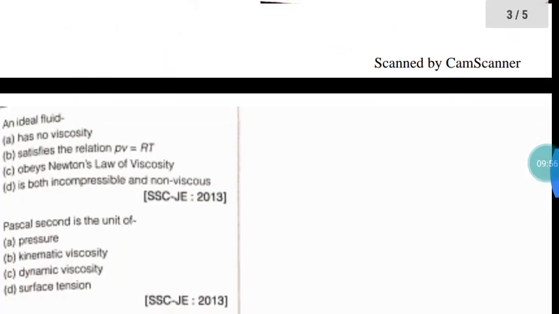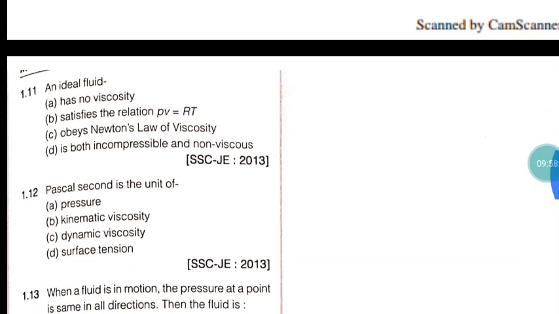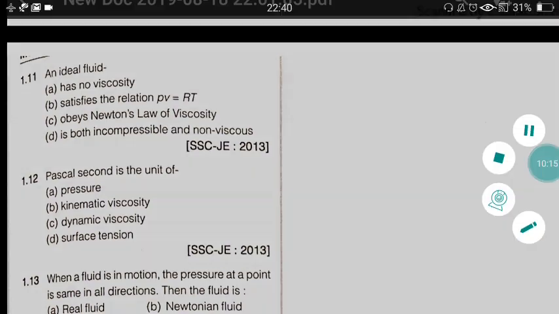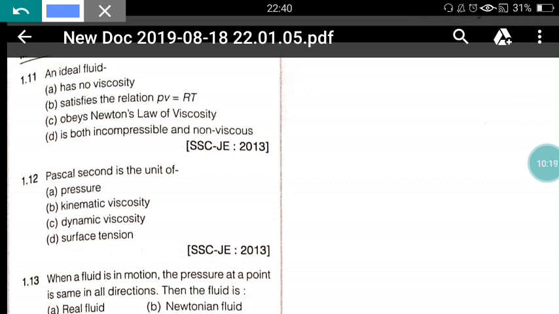Next question, question number 11. An ideal fluid has what? Option A has no viscosity, option B satisfies the relation PV is equal to RT, option C obeys the Newton law of viscosity, and option D is both incompressible and non-viscous. So if you know, ideal fluid is non-viscous, incompressible, and has zero surface tension. These are the properties of ideal fluid. So as per the options, option A is correct, because it has no viscosity, and option D is also correct. Option D is written as both incompressible and non-viscous.